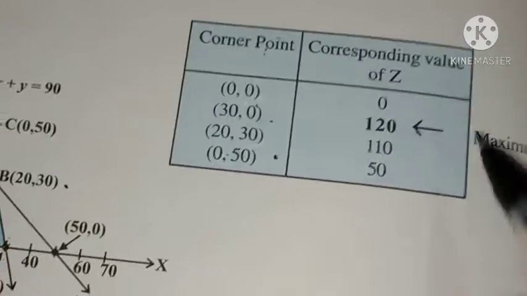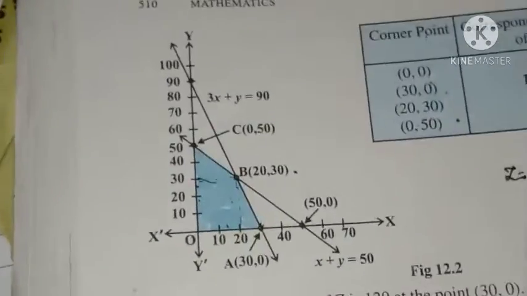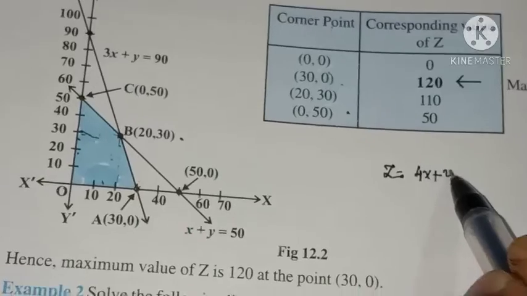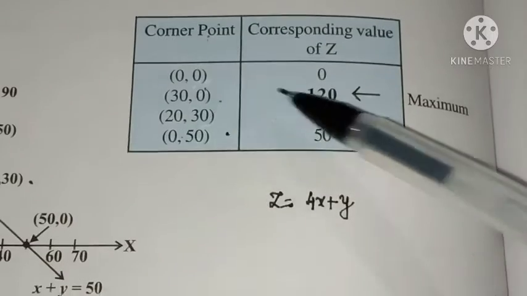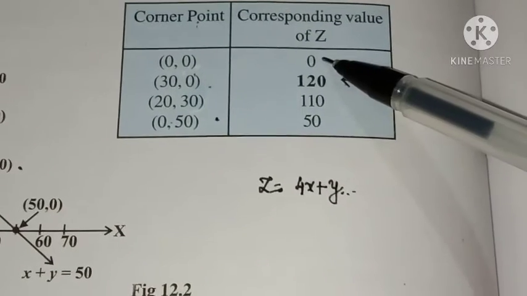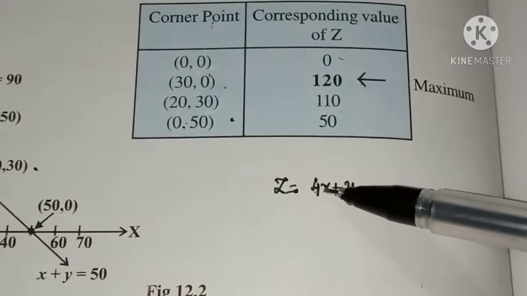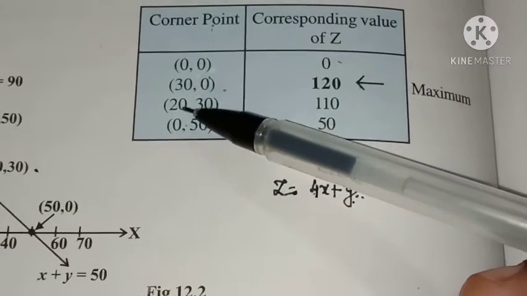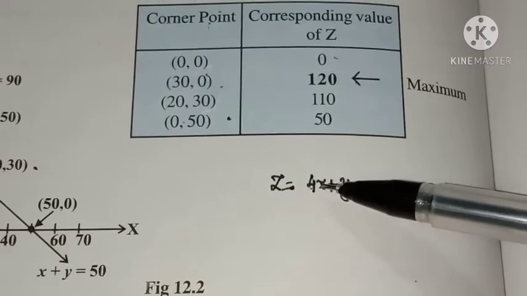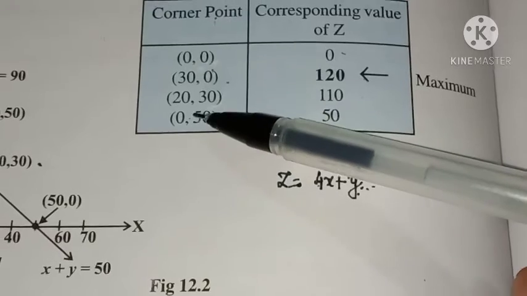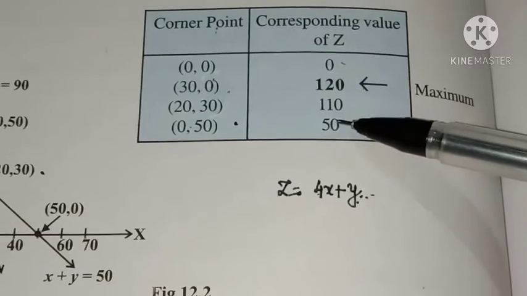Now find the value of Z. What is our Z? Z is equal to 4x plus y. In this linear function, put x equal to 0 and y equal to 0, so Z becomes 0. For 30, 0, put x equal to 30, y equal to 0, so 4 into 30 is 120. Similarly, put x equal to 20, y equal to 30, so 4 into 20 plus 30, 80 plus 30, is 110. Then the last corner point 0, 50: 4 into 0 plus 50 gives 50.